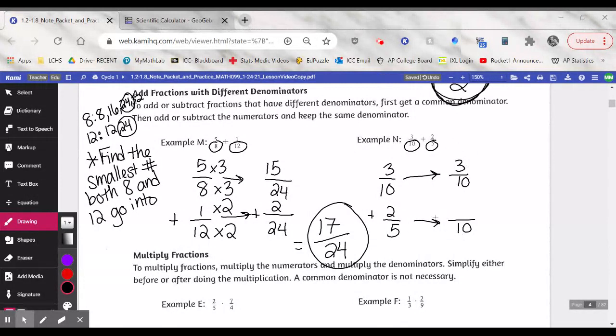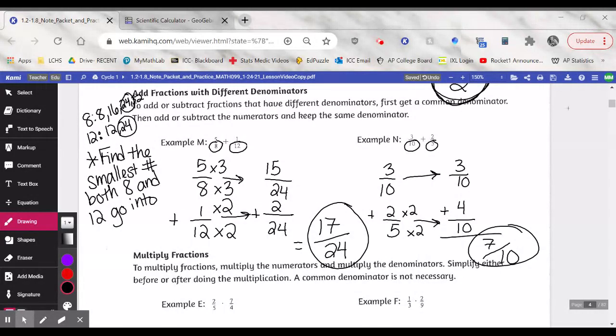Now this one we do need to change, so I want to think 5 times what will give me 10, and that would be times 2. So 2 times 2 is 4. Okay, now that the bottoms match, they're both 10, now you can just have it over 10 and add the top numbers. So you get 7 over 10. And that is my final answer. If I were to check in my calculator if that can be simplified, it can't.